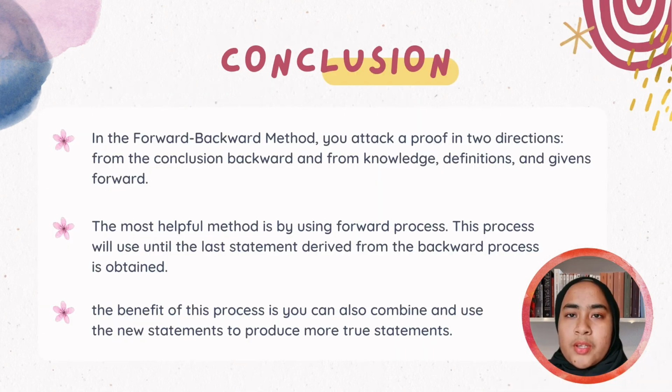For the conclusion, we can say that from the forward-backward method, we can find the proof from two directions, that is, from the conclusion backward, and from the hypothesis, knowledge and definitions forward. Based on this method, the forward process is the most helpful for students to use. This process will continue until the last statement derived from the backward process is obtained. Lastly, the benefit of this process is that you can combine and use the new statements to produce more true statements.